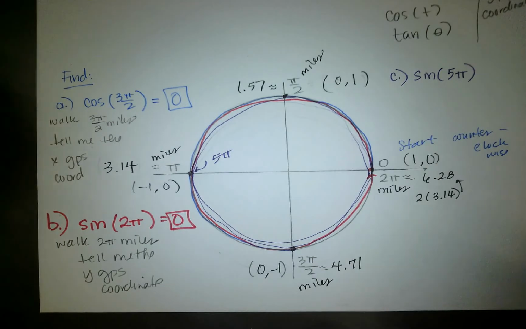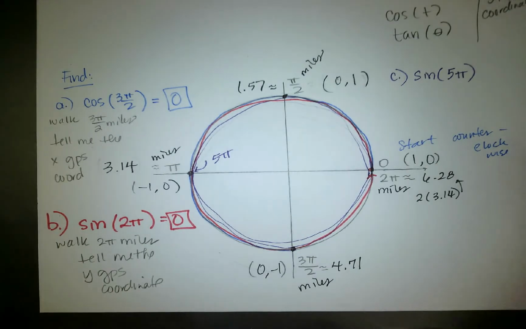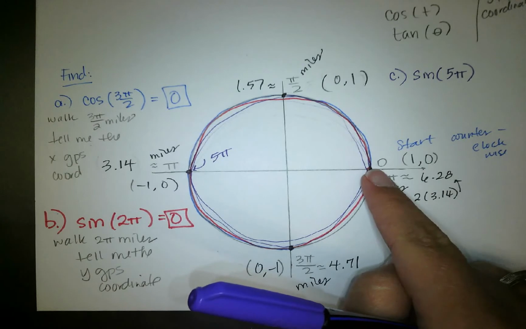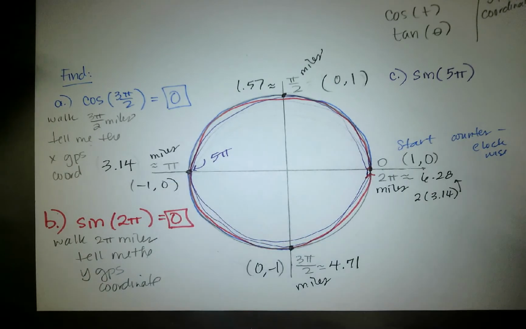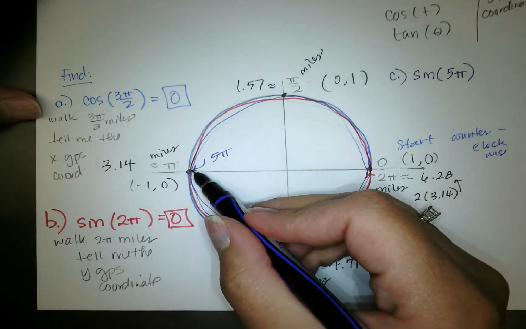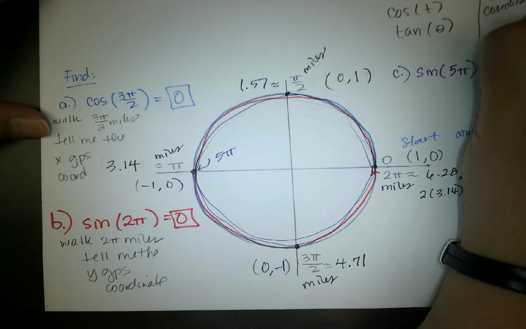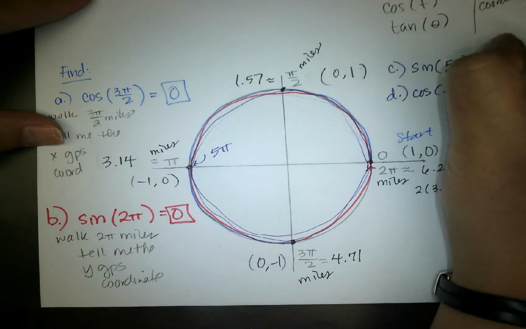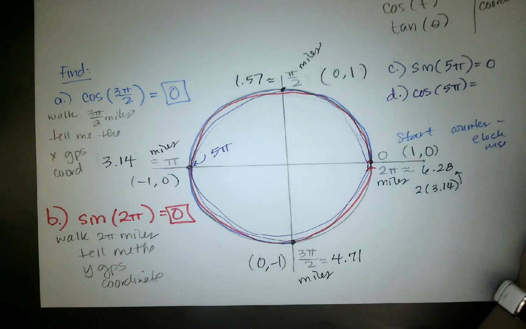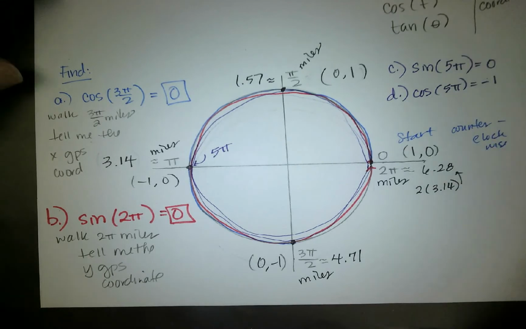Okay, and we talked about those evens and odds. If you know by heart your odds are over here and your evens are over here, you don't have to keep walking. You just know that you're going to land there. So sine of 5 pi, what is that sine value? It is 0. Okay. While we're at it, what's the cosine value of 5 pi? It is -1.